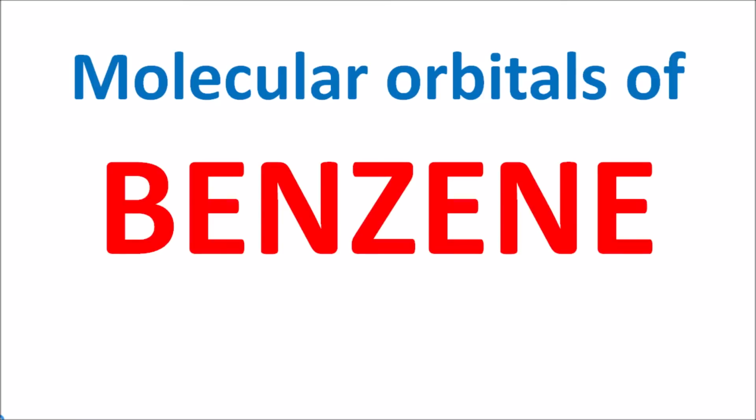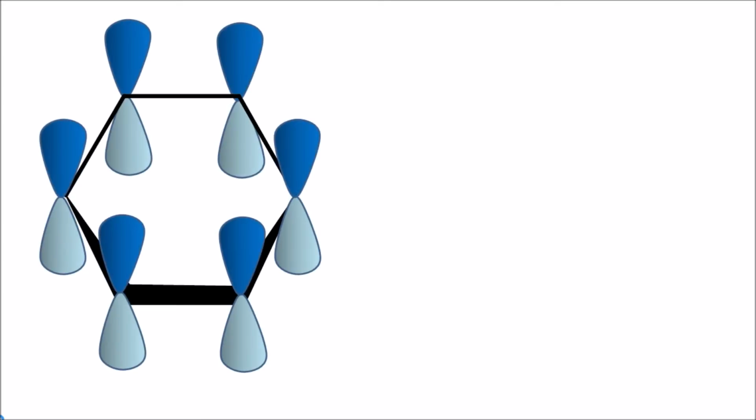Hi everyone. Today in this video we are going to discuss molecular orbitals of benzene. Benzene is a special compound with 6 p orbitals. These p orbitals can overlap to form pi bonds. So during this overlapping, these p orbitals can form either bonding molecular orbitals or anti-bonding molecular orbitals.